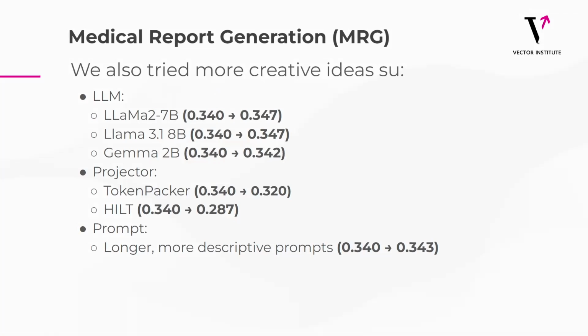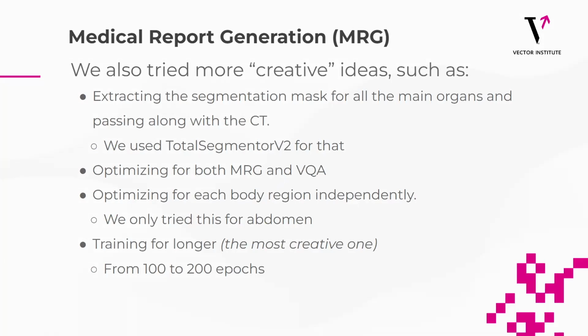So changing the LLM didn't change performance. Changing the predictor, we tried token packer and HIT, which is a newly released predictor just submitted to NeurIPS, and yeah, it didn't work. It gave us really bad performance, and then token packer didn't work, and longer prompts didn't really work either.